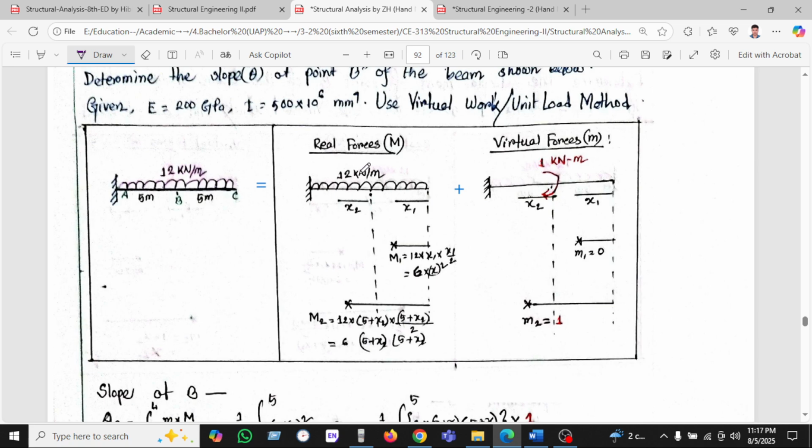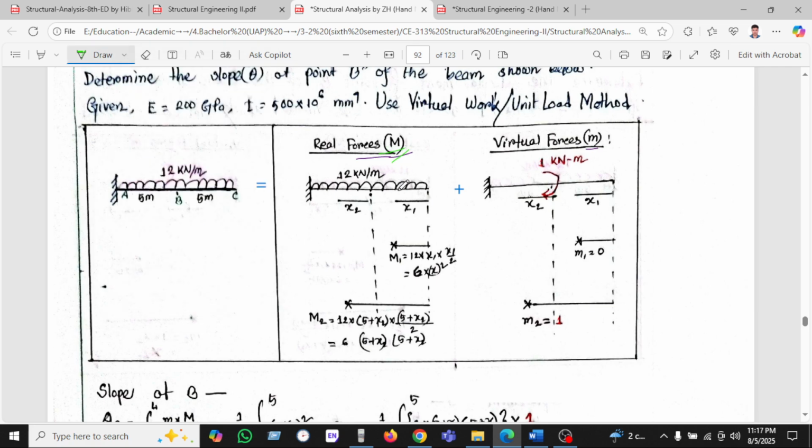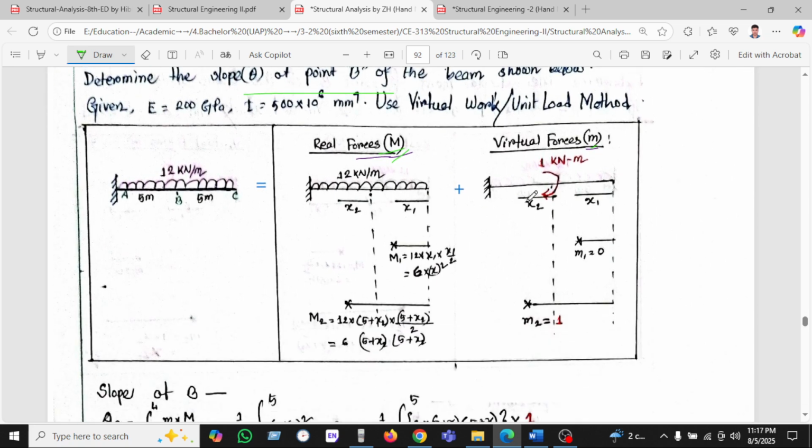So we can see we are dividing this diagram into the real force, which is the bigger M, and the virtual force, which is the small m. As the slope is asked at point B, we are applying a 1 kilonewton-meter extra moment. So we are taking the moment times x1. So M into force into x, as it is given as a line load in kilonewton per meter.